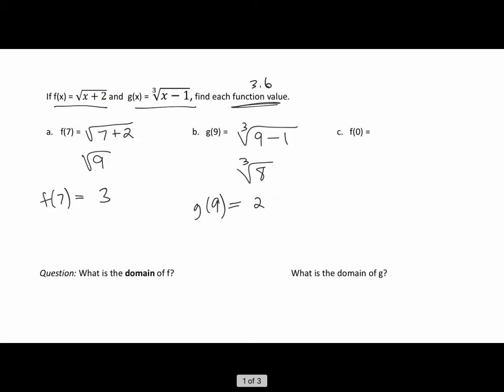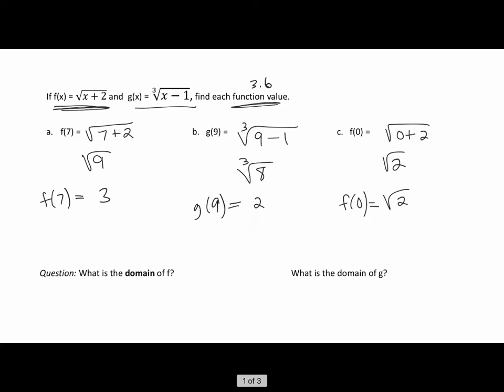Then lastly, f of 0, so we're going to be using f again, which is the square root of x plus 2. So we put 0 in for x, and 0 plus 2 is 2, which can't be simplified because it is an irrational number, so I'm just going to leave it as the square root of 2. So f of 0 equals the square root of 2.